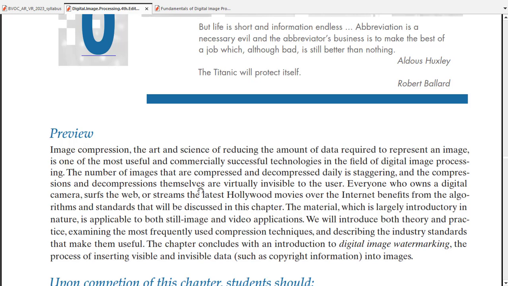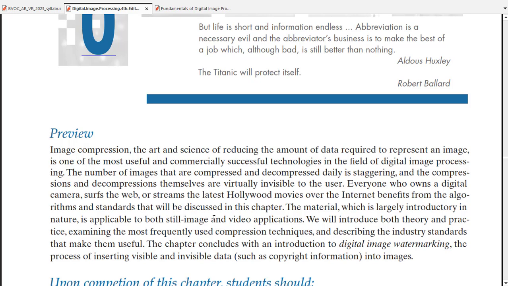The number of images that are compressed or decompressed daily is staggering, and the compression and decompression themselves are virtually invisible to the user. Everyone who owns a digital camera, surfs the web or streams the latest Hollywood movies over the internet benefits from the algorithms and the standards. What are the standards? Image standards. We discuss them in this chapter.